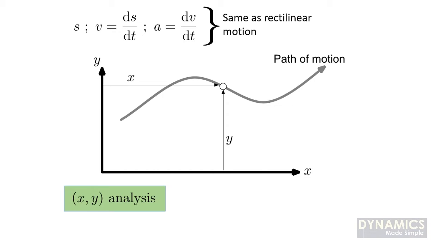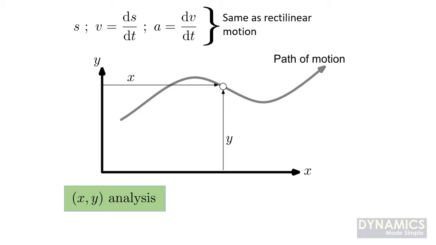In this analysis approach, the particle's motion parameters, i.e. displacement, velocity, and acceleration, are decomposed along x and y axis. The origin of the x and y axis is at a location which is not coinciding with the particle location. The typical curvilinear motion problem solved using this approach is projectile problem.